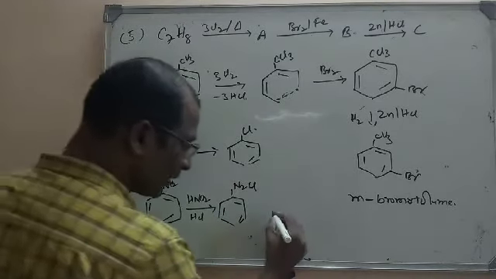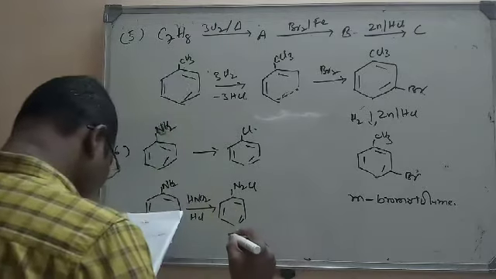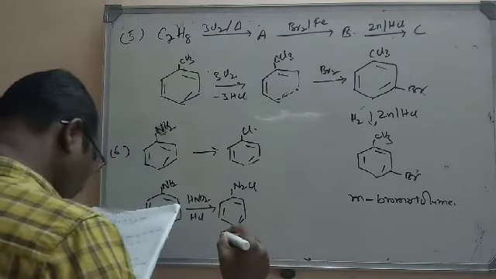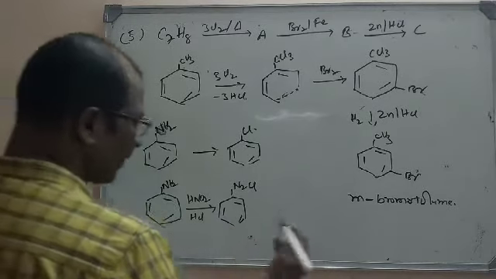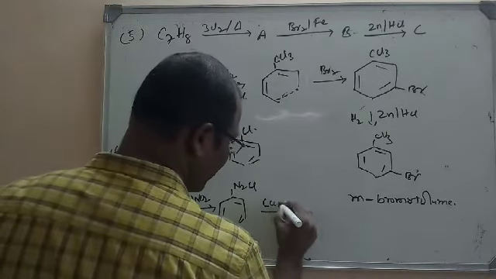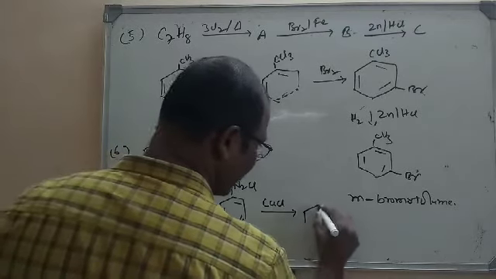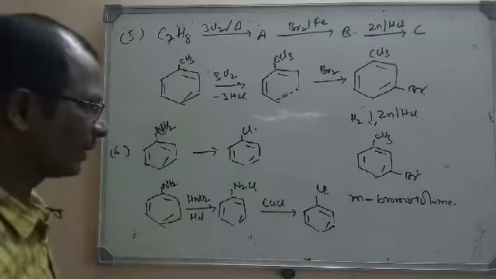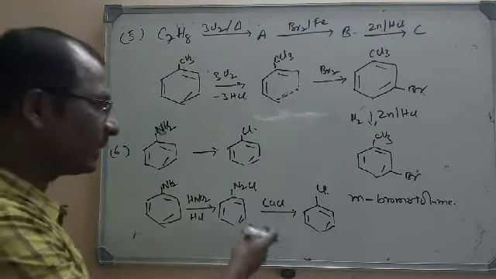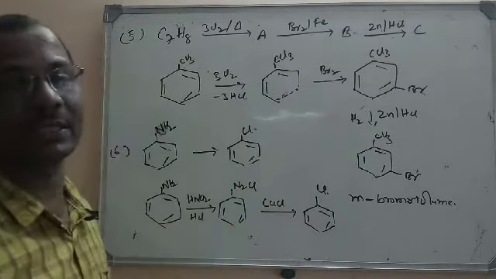What is the condition given here for this diazonium chloride? It is treated with copper chloride. If you see the option, it is heating with copper chloride. So if you heat with copper chloride, what will happen? We get chlorobenzene. Diazonium chloride will be formed, and again treating with copper chloride, it will yield chlorobenzene.